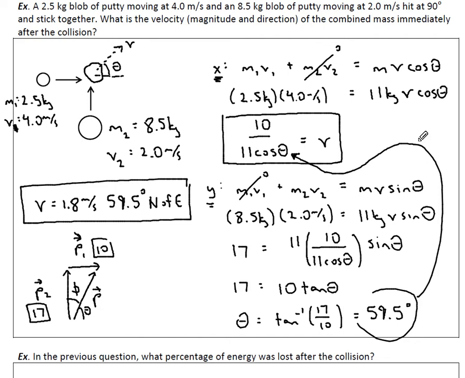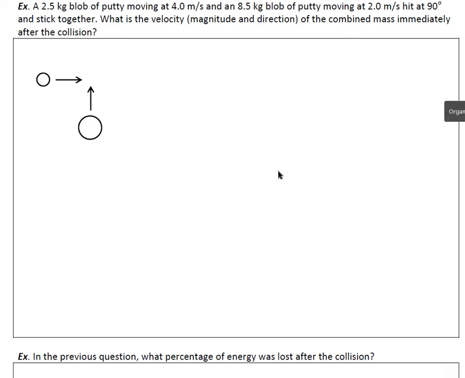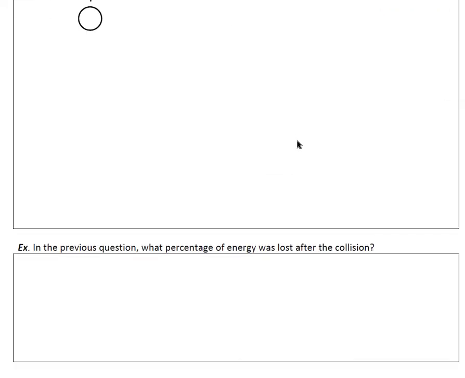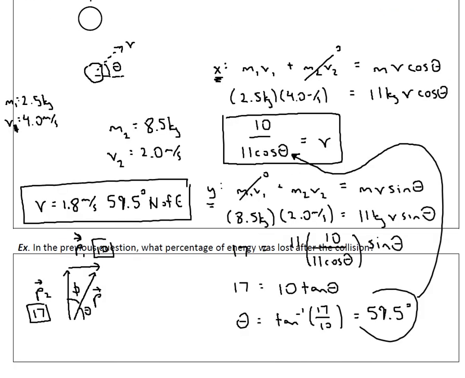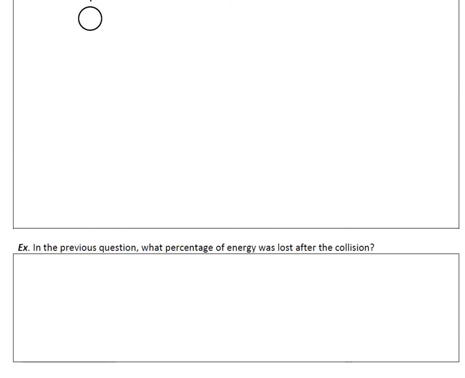Now there's a second part to this question. So if we scroll down, it says, in the previous question, what percentage of energy was lost after the collision? So what you can tell is we're not talking about height or anything, we're just talking about the energy due to motion, so speed. So we're looking at kinetic energy.